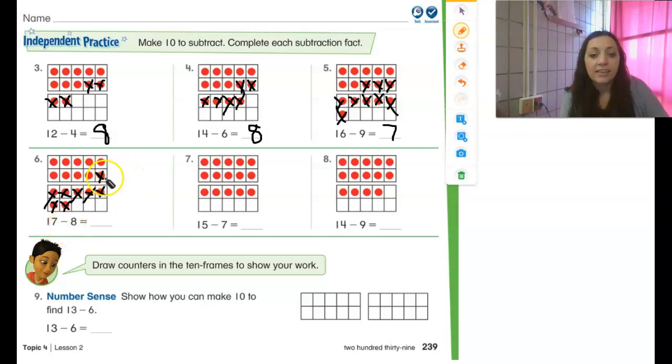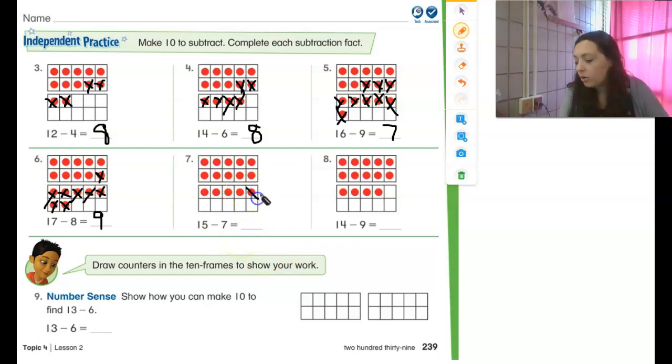So now that I had 17 and I took away 8, what's left over? That's right, it's 9, because it's 10 with only 1 missing, and I know that's 9. Very good. All right, 15, take away 7.